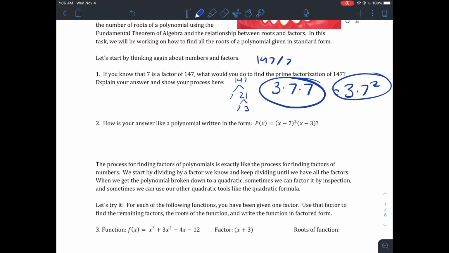How are they similar? Well, essentially you're just showing that when you multiply all the factors, that is equivalent to what you started with, right? So basically it's just showing that you need to multiply the factors to get, I guess it would be like the original equation.